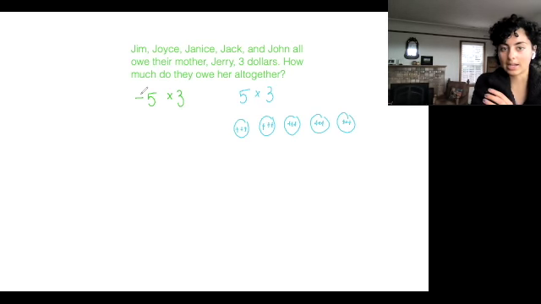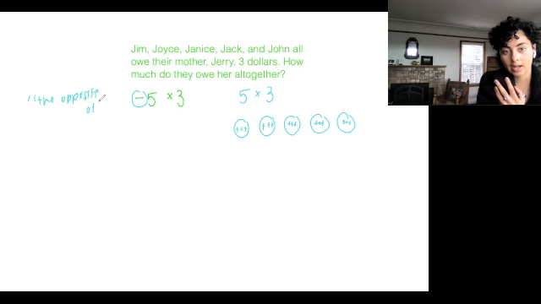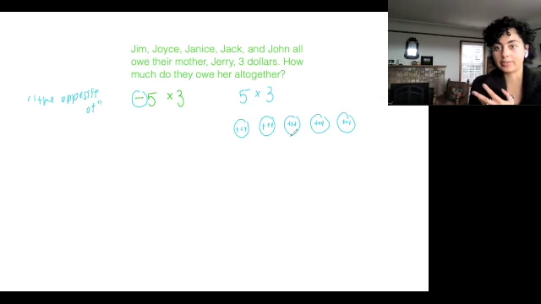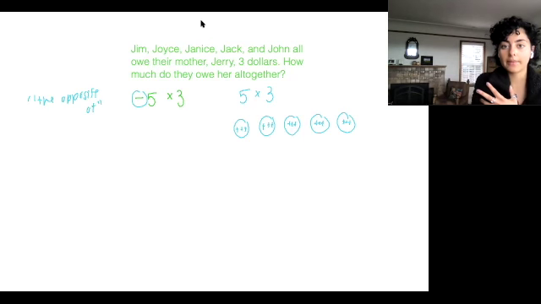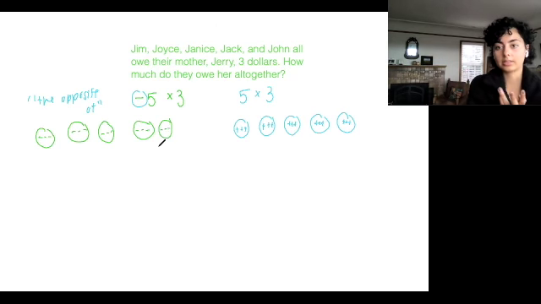But now when we put that negative sign in front of the 5, what that means is the opposite of. So now instead of having these nice 5 groups of positive 3, we're going to have the opposite of that, which is going to be 5 groups of negative 3. So we're going to show that, which makes sense because, as we talked about before, since they all owe their mother money, they're all going to have a negative balance amount.